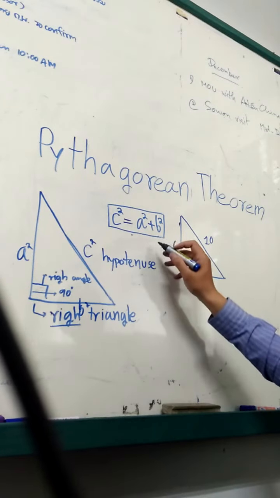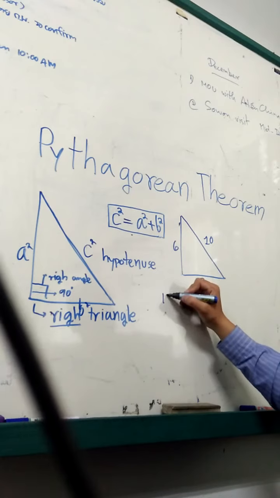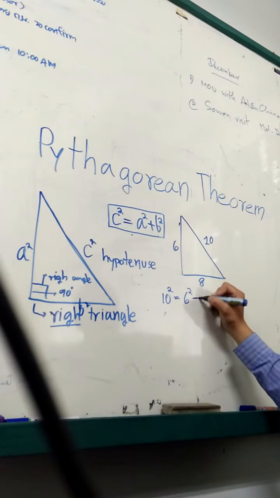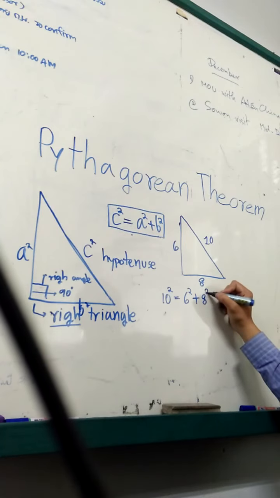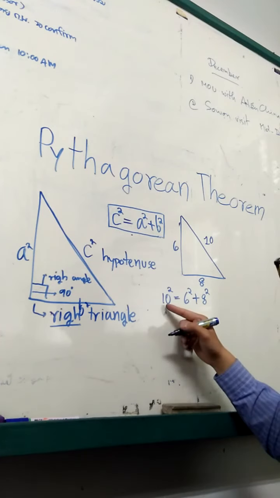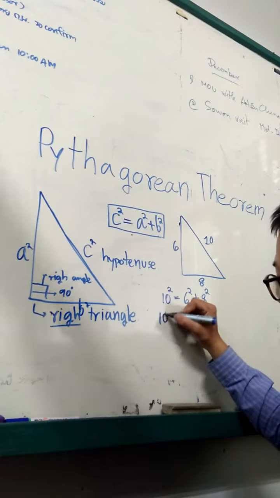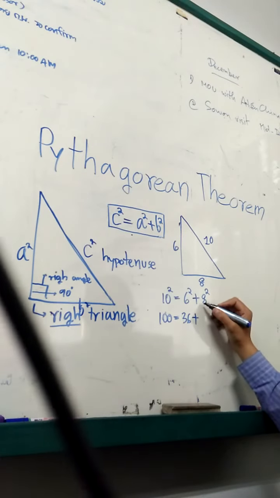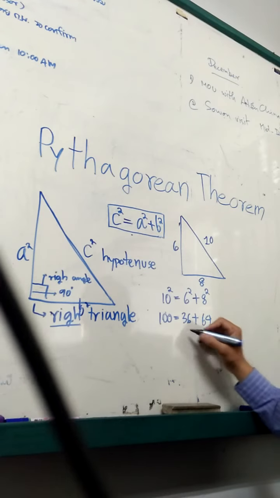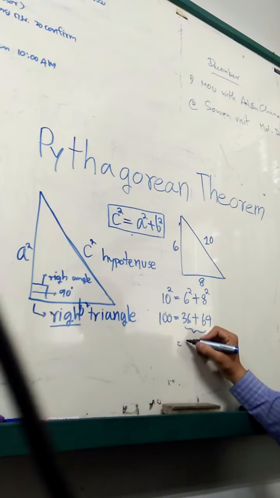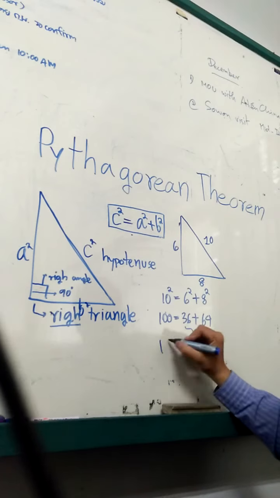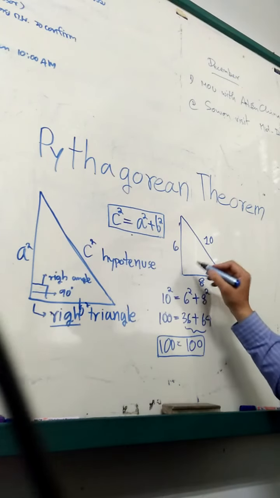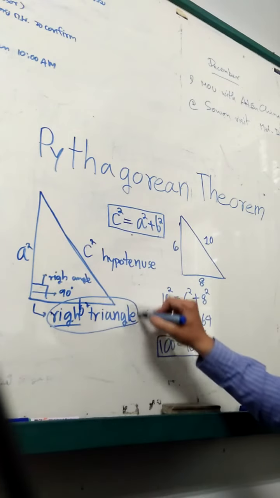We write the same equation here. 10 square equals 6 square plus 8 square. So 10 square is 100 equals 6 square is 36 plus 8 square is 64. So we sum up together. 100 equal 100. Okay. So now this is the right triangle.